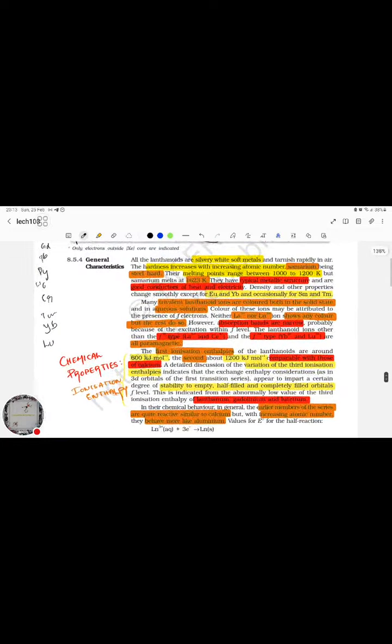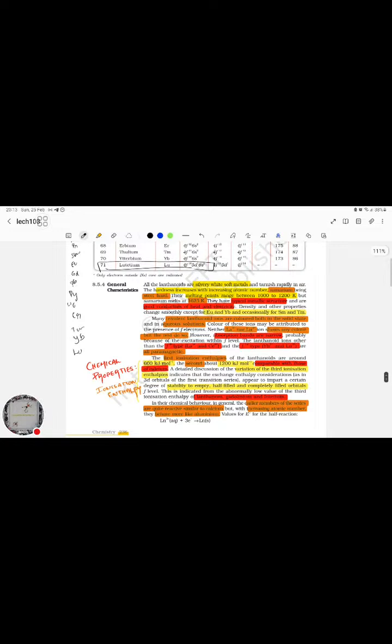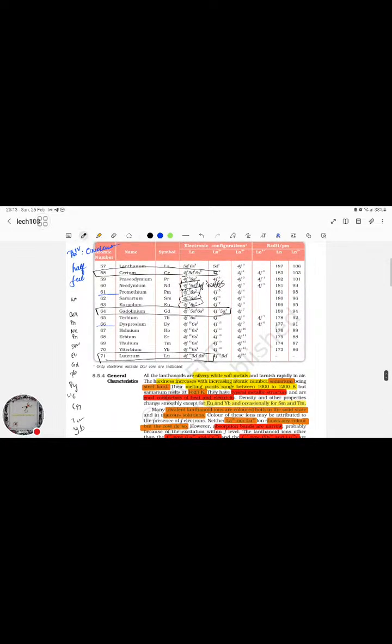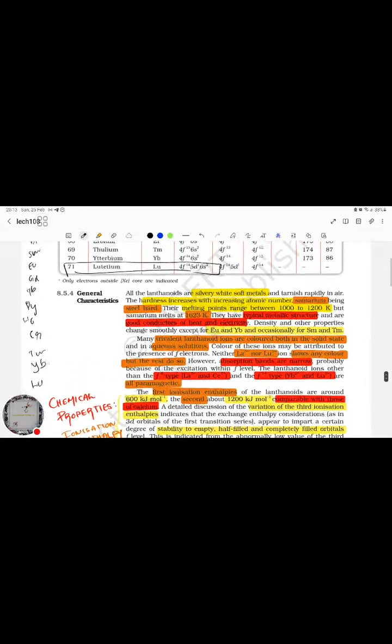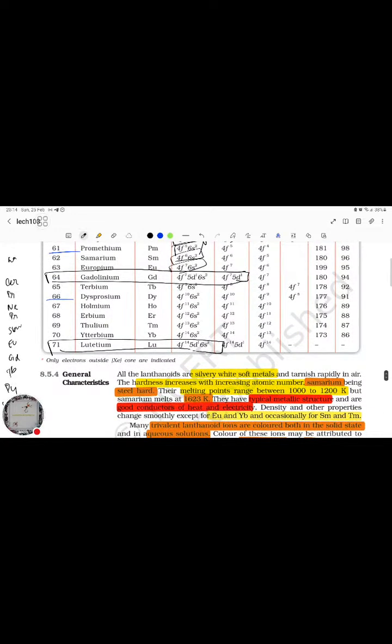Okay, fine. Moving on. The melting points range between 1000 to 1200 kelvins, but samarium melts at 1623 kelvin. Okay. Samarium has nearly half-filled configuration of 4f6. They have typical metallic structures and are good conductors of heat and electricity. Density and other properties change smoothly except for europium, ytterbium, occasionally for samarium, ytterbium. So no, it's not terbium, it's actually thulium.